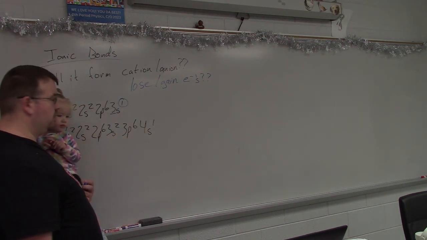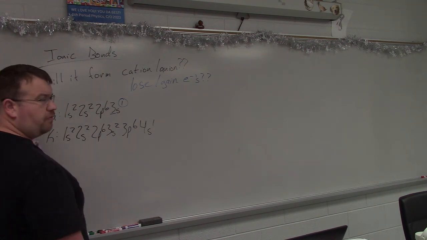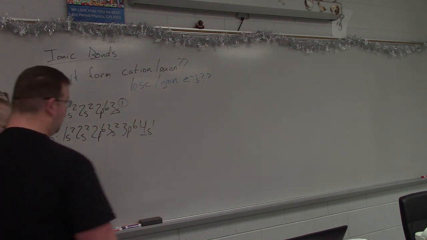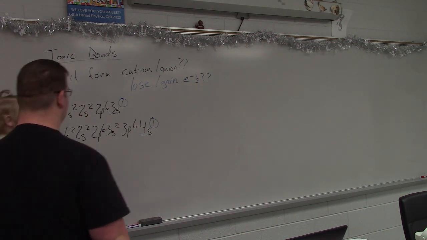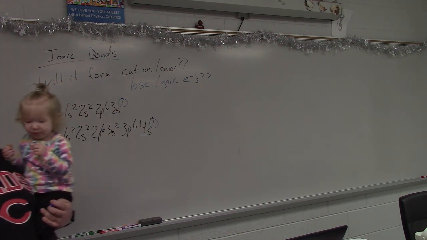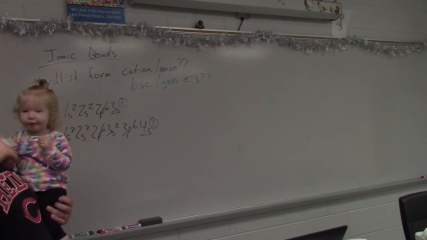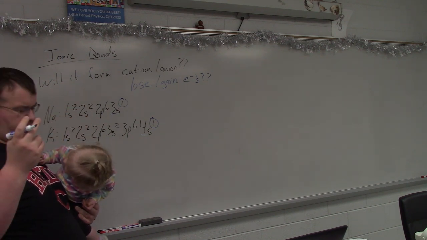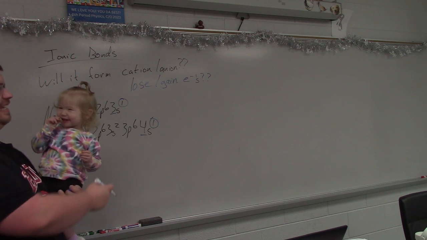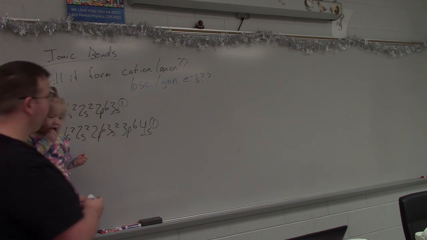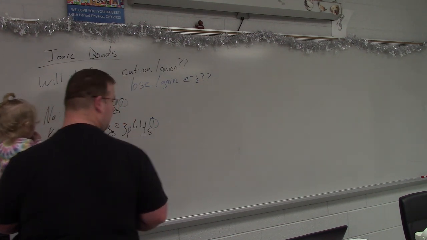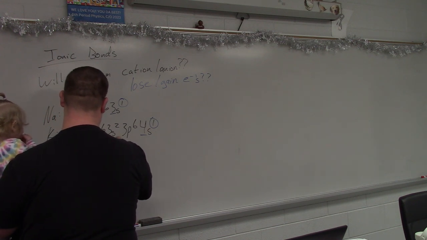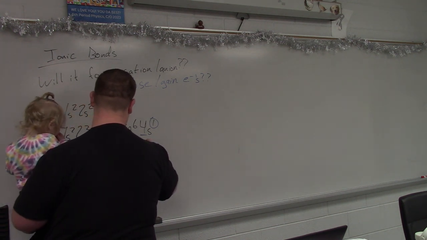Poor fella. We'll take a look at potassium. What's the highest energy level of potassium? 4. How many valence electrons does potassium have? 1. Oh, really? Yeah. That's interesting. Hey, somebody do me a favor. What group, what column are these two out of? The first column. So they're in the first column. They have 1 valence electron.